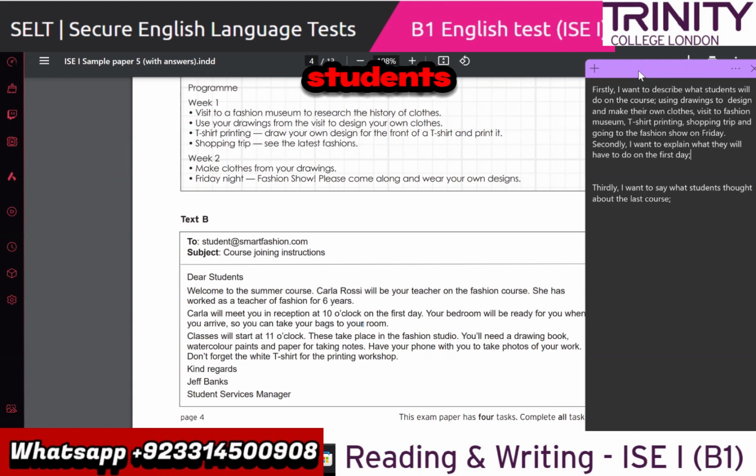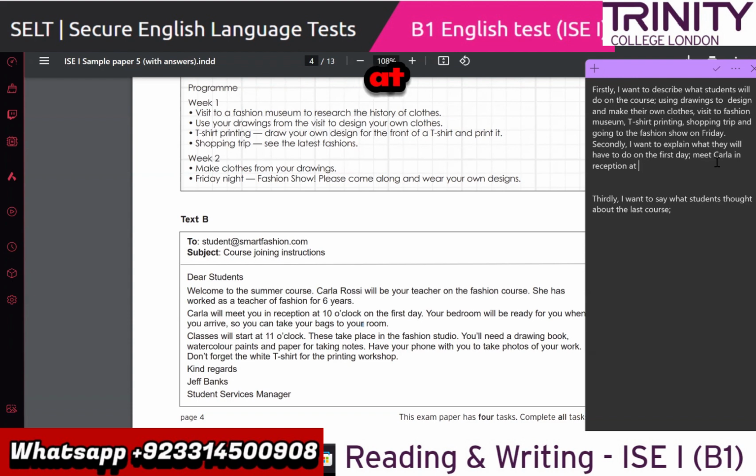So what are students supposed to do on the first day? First thing is that they are supposed to meet Carla at reception at 10 o'clock. Okay? Meet Carla in reception at 10 o'clock. All right?